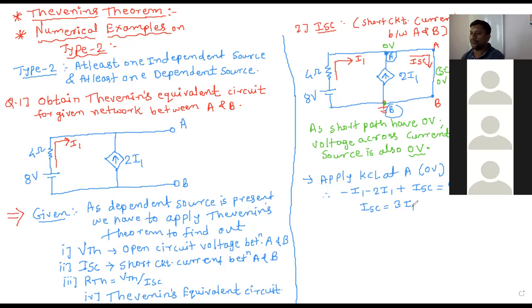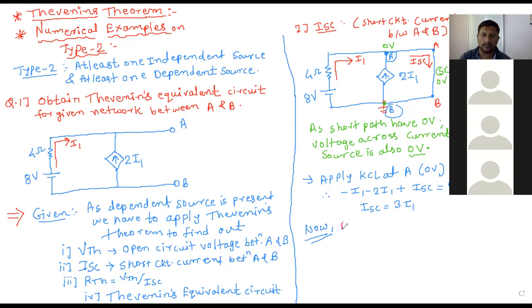Now how to find out the I1 value? Observe the circuit. I1 कुठे आहे बघा. या पाथ मधून या ब्रांच मधून तो फ्लो होते. इथे 8 volt आहे, इथे 0 आहे. So again you have to use Ohm's law.